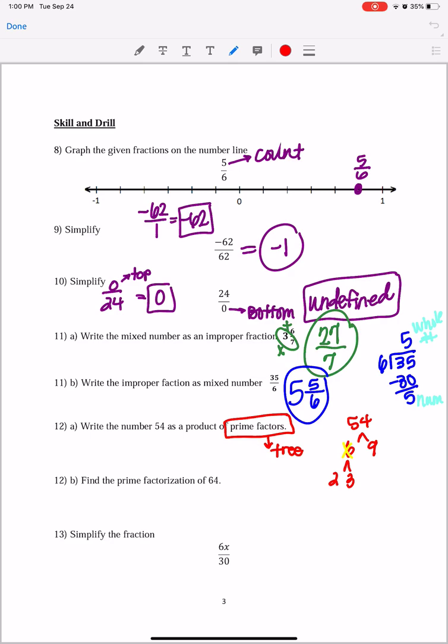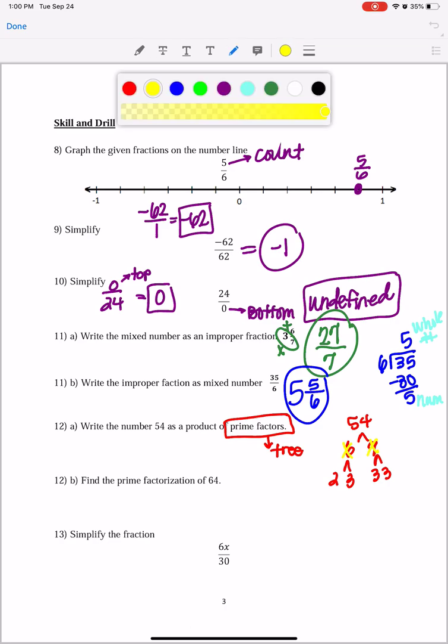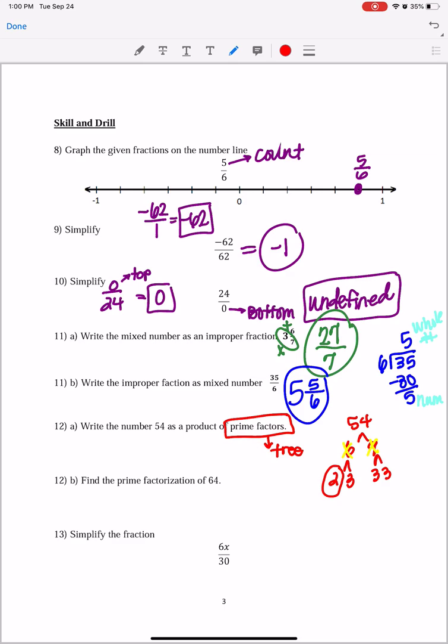And then you can break down 9 to 3 and 3. And so same thing, since I have broken down 9, we're not looking at it anymore. And now, because you can't break down 2 or any of these 3s, then we have these as prime numbers.